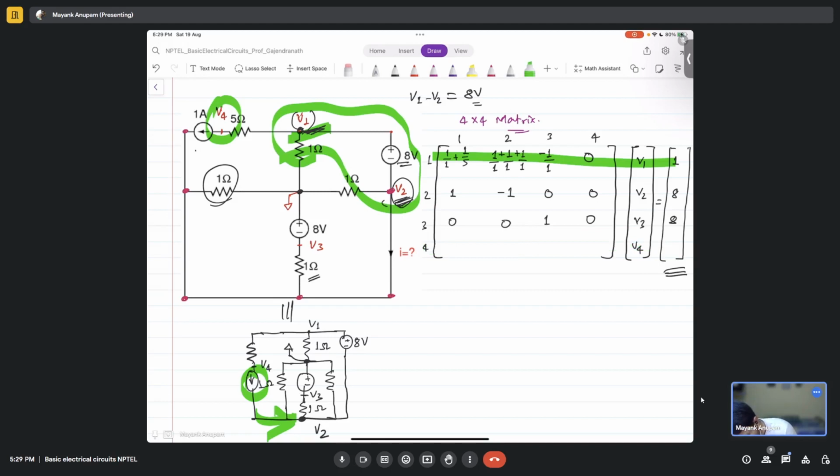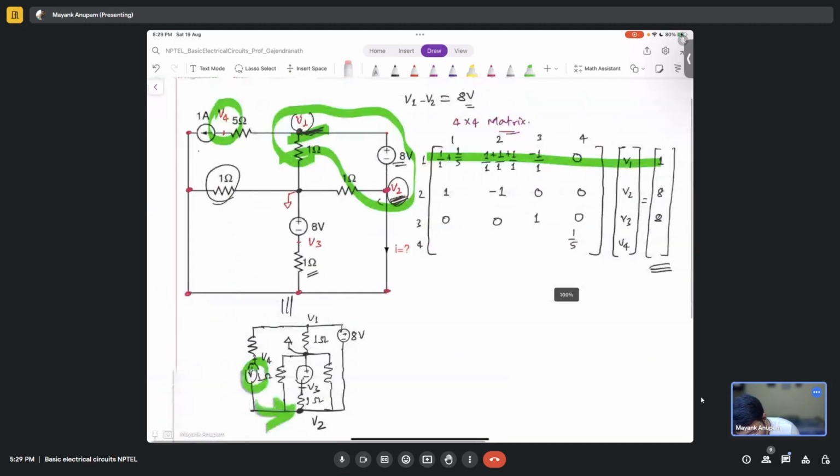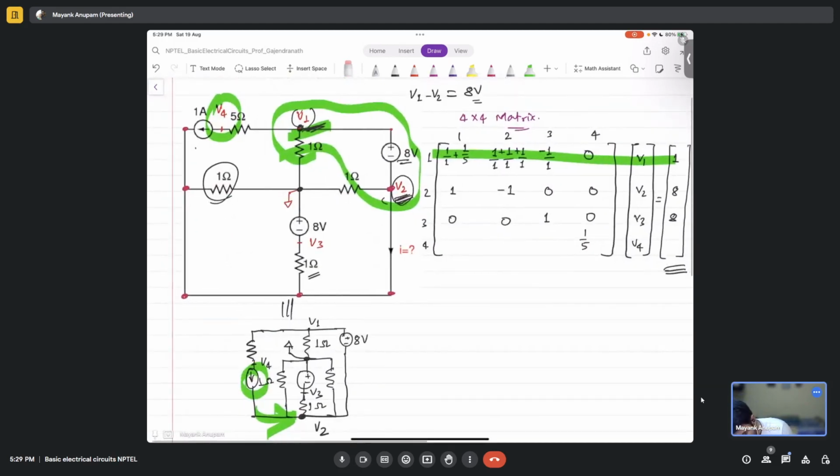Yeah, so it will be 1 over 5. 1 over 5 where? In the (4,4) entry, right? 1 over 5 plus anything else? Nothing, right? 1 over 5 here, and 1 over 5 is the one connected with V1 and V4. For V2, this will be minus 1 by 5 here, right? Okay, and the other two entries will be 0.